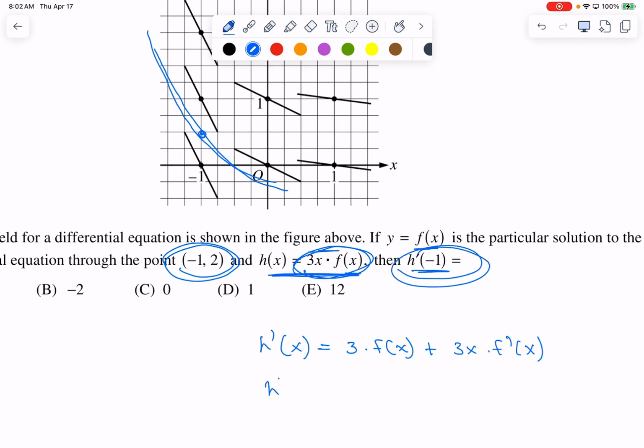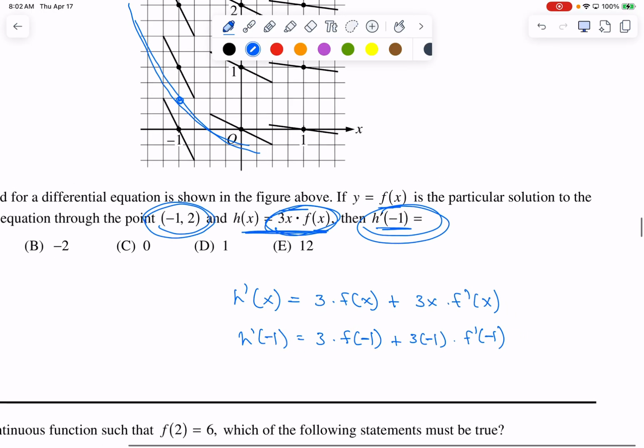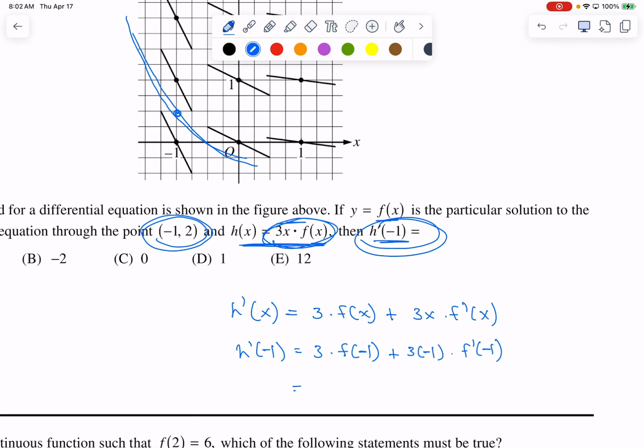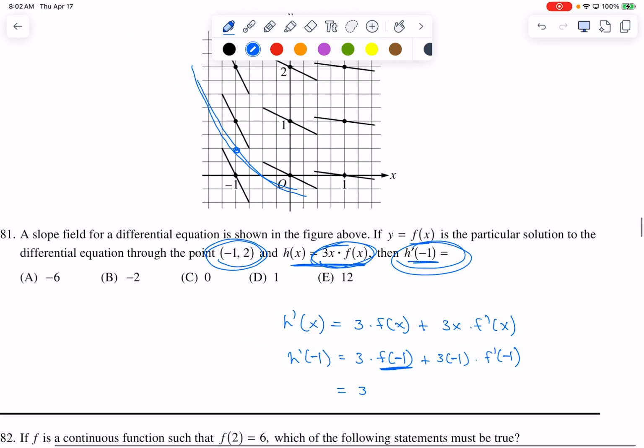Now, they want the derivative at negative 1. So I just want h prime of negative 1. So we're going to have 3 times f of negative 1 plus 3 times negative 1 times f prime of negative 1. And they gave you the slope field, so we know what the slope at negative 1 is going to be. So we're going to have 3 times, what was f of negative 1? I believe they gave you that. Y equals f of x is the particular solution to the differential equation at the point negative 1, 2. So what is it? 2. All right, 3 times negative 1 is minus 3 times f prime of negative 1.